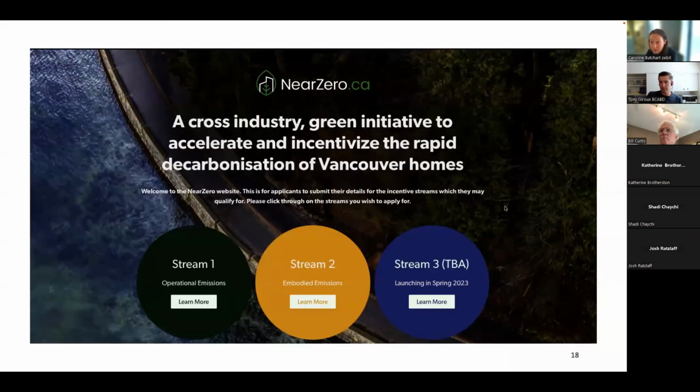So this slide also is slightly out of date. We also have stream 4 now. So stream 1 was a program from 2019 that focused on operational emissions. I'm running stream 2, which is the embodied emissions component. Stream 3 was the domestic hot water program. And we have a 4th on the way.